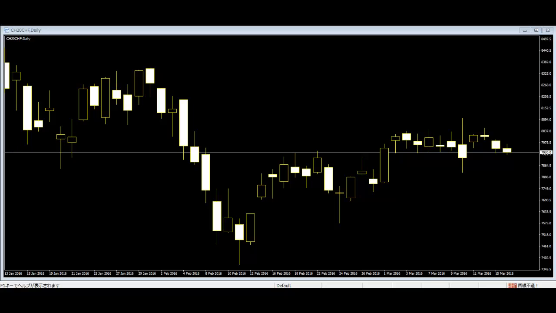The three white soldiers are three consecutive candlesticks. All three candlesticks feature long bodies with short wicks that close near the candle's high. Each candlestick opens within the range of the previous candlestick and then advances the price sharply higher.